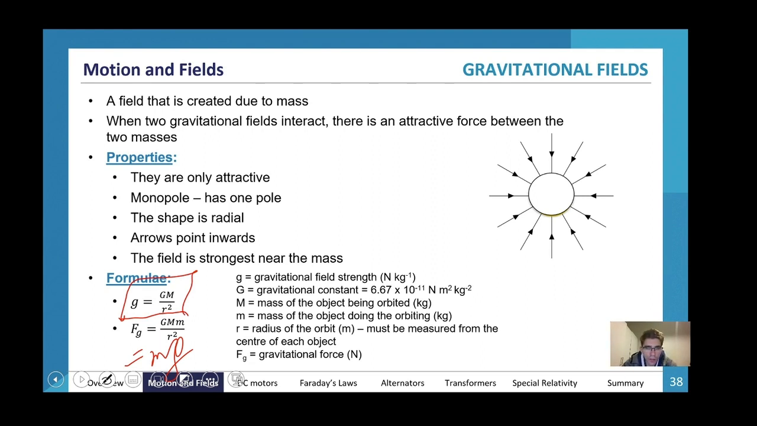Now keep in mind that g is the gravitational field strength. That's the lowercase g. Capital G is the gravitational constant, which is 6.67 times 10 to the power of negative 11. Then there is capital M, the mass of the object being orbited, in kilograms. Then there's the mass of the object doing the orbit, which is lowercase m. The radius of the orbit in meters must be measured from the center of the object, and Fg is the gravitational force in newtons.